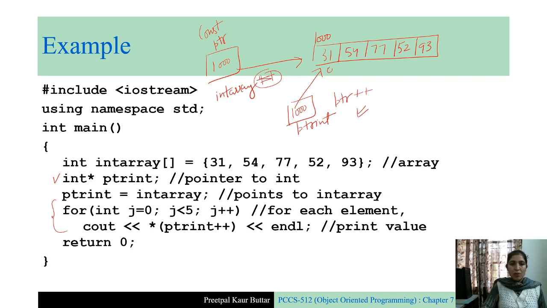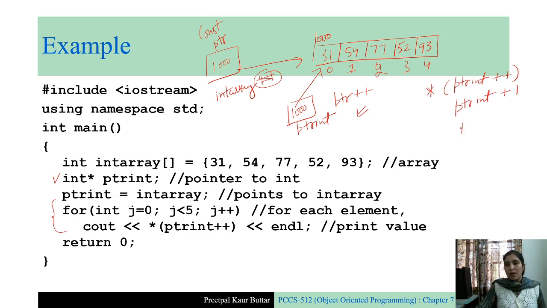So here we are printing each element using this for loop. Initially j is equal to 0 and j is varying from 0 to 1, 2, 3, 4. Okay. And what are we doing? Star ptr int plus plus. So initially ptr int is 1000. And star ptr int plus plus, what will it do? It will increment the value of the pointer. Okay. So the pointer will move to the next element. So it is equal to ptr int plus 1.